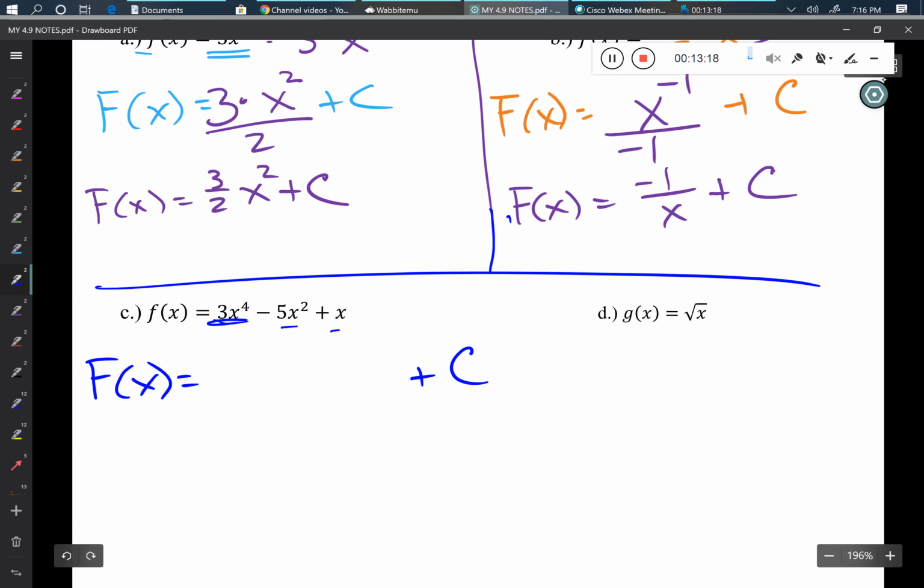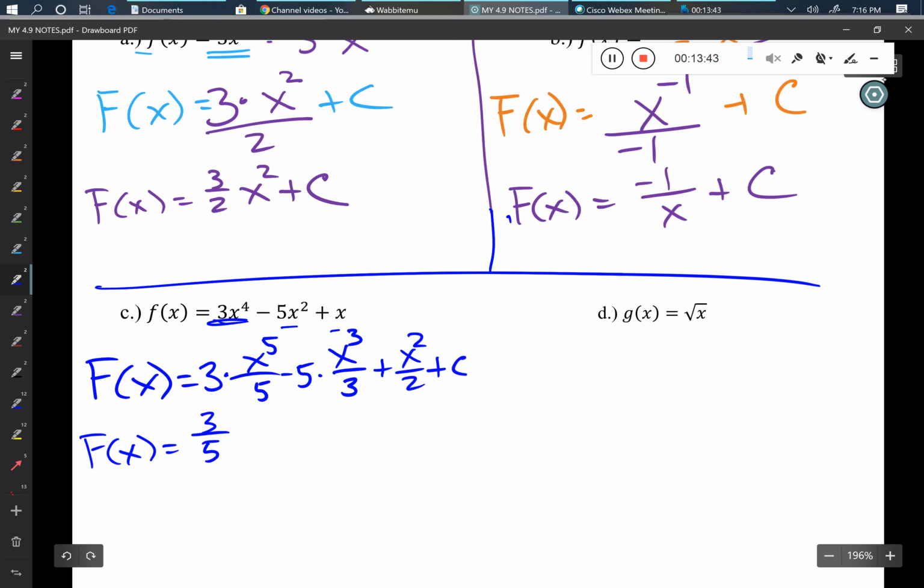The first term, 3x to the 4th, the 3 drags along. X to the 4th becomes x to the 5th over 5. The second term, the negative 5, drags along. The x squared becomes x cubed over 3. And I didn't leave myself enough room. The last term, x becomes x squared over 2, and of course plus c. I'll clean that up and write that prettier. I've got 3/5 x to the 5th minus 5/3 x to the 3rd plus 1/2 x squared plus c.